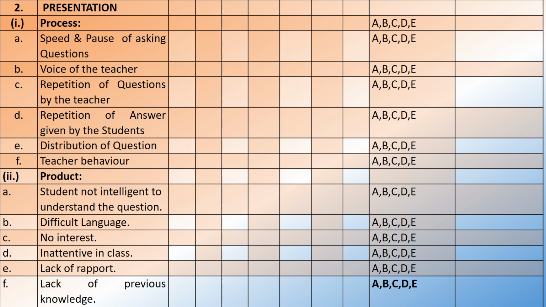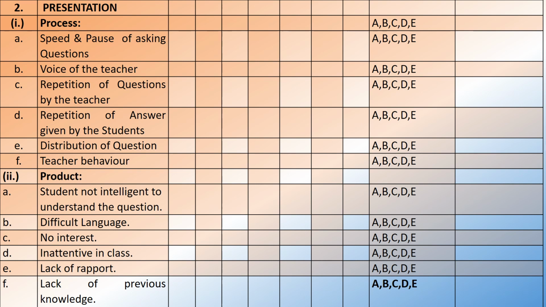In the process of presentation, the following components are included: speed and pause of asking questions, voice of the teacher, repetition of questions by the teacher, repetition of answers given by the students, distribution of questions, and teacher's behavior. In the second component of presentation, that is product, the following components are included: student not intelligent to understand the question, difficult language, no interest, inattentive class, lack of rapport, and lack of previous knowledge.